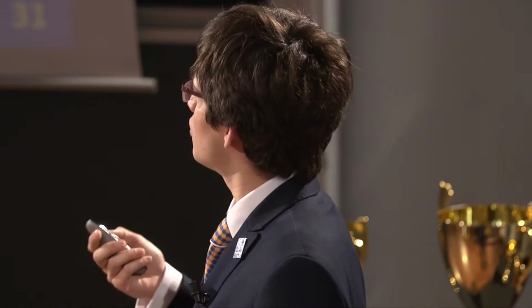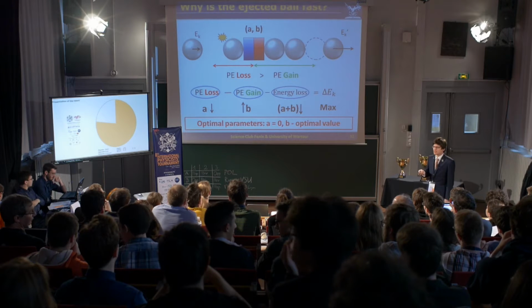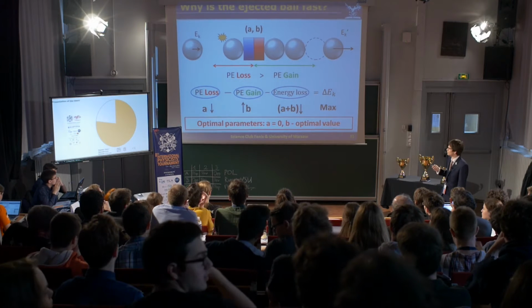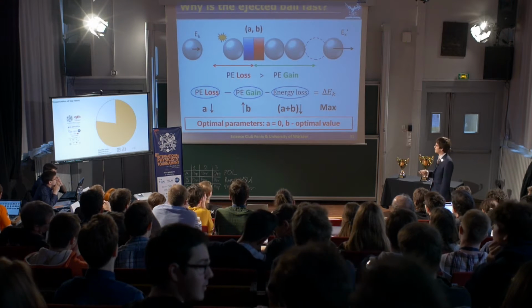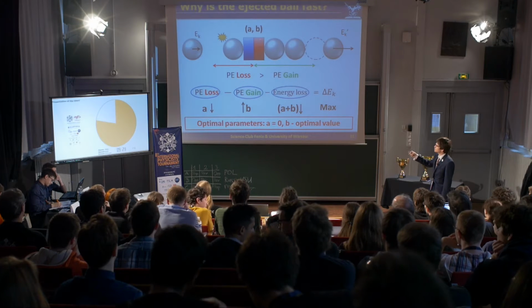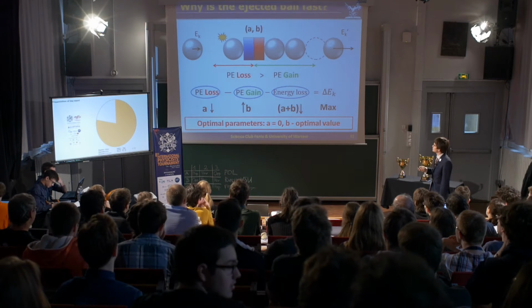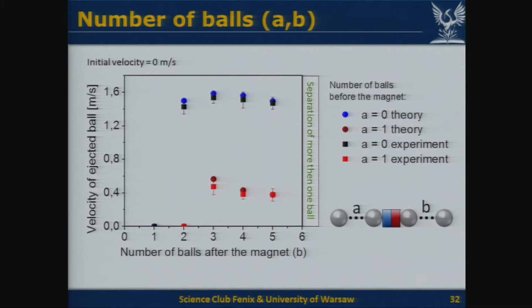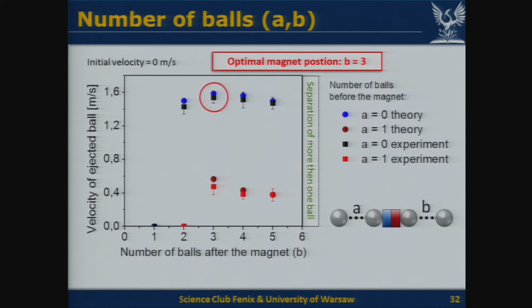So now we also discussed that the position of the magnet is important, and there are several other important parameters that we should investigate. So let's first look at the position of the magnet in the sequence of the balls. We can see on this graph, for initial velocity equal to 0, we chose this velocity as for it we gain the highest energy in comparison to the initial energy supplied to the system, and we can see that there is a maximum when there are three balls after the magnet.